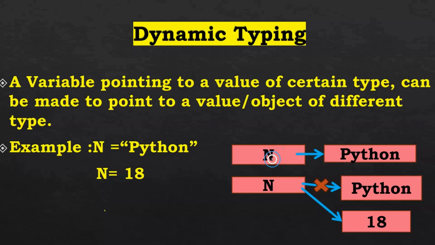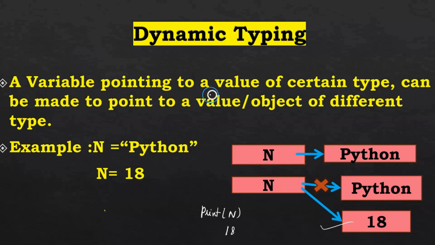Suppose I am assigning n is equal to Python, and after that, for the same variable n, I am assigning the value 18. Now the link to Python is going to be cut off, and the current value is taken into account, that is, n is equal to 18. When I try to print n, what is the value which is going to get printed? It is 18. It takes only the currently assigned value. This concept is called dynamic typing.